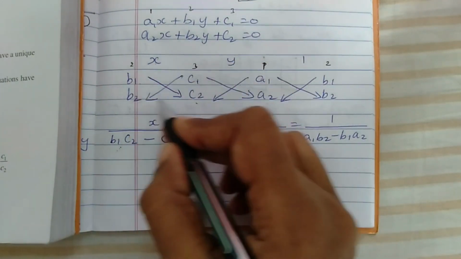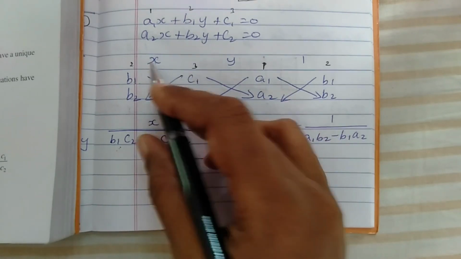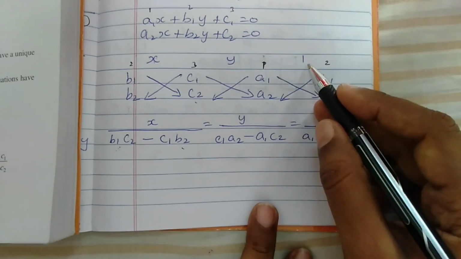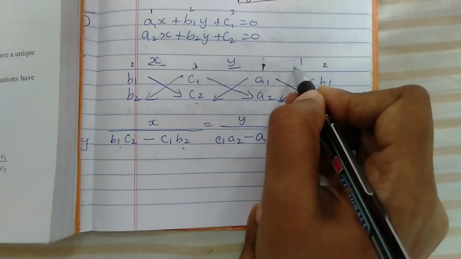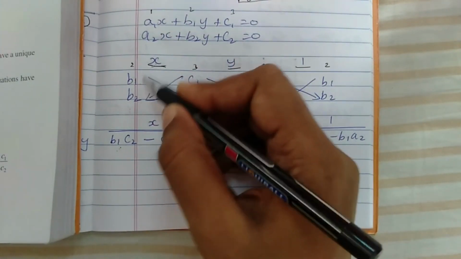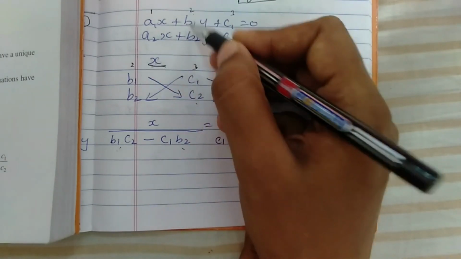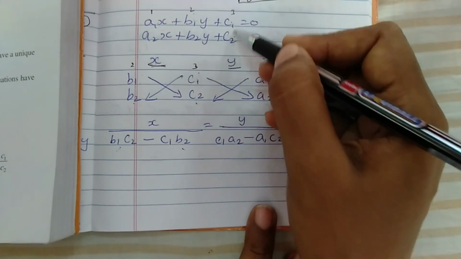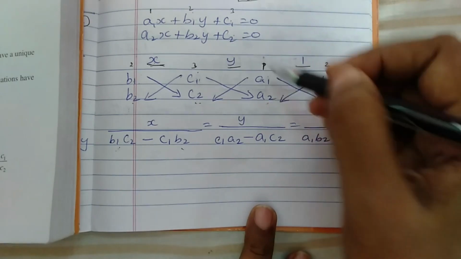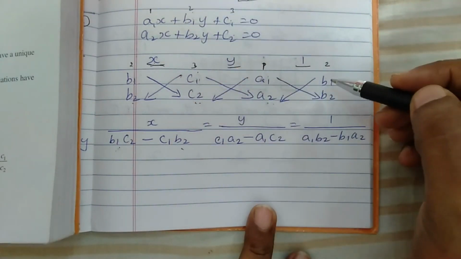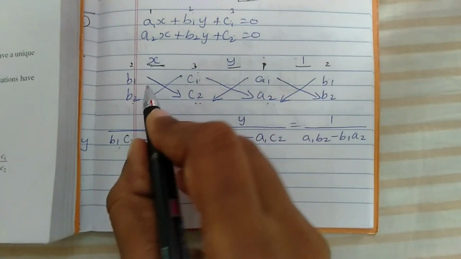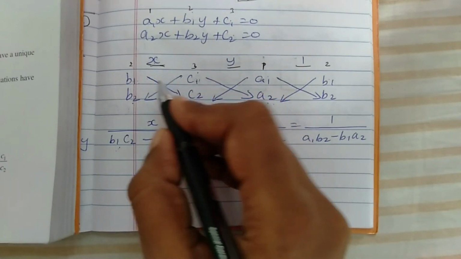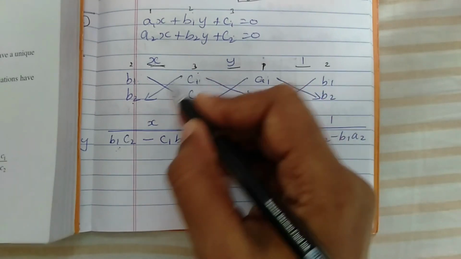If you cross multiply this part you will get the value for x, and if you cross multiply this part you will get the value for y, and cross multiplying this part will give you the value for 1. So this is how you will be doing. Now you will be writing your coefficients here: in place of 2, the second row, your b1 and b2 will come here, then in place of 3, your c1 and c2 will come here. Then in place of 1, your a1 and a2, and then in place of 2 again b1 and b2. Now you will be drawing your arrows from left to right bottom, diagonally down. So this way you will be doing your arrows.